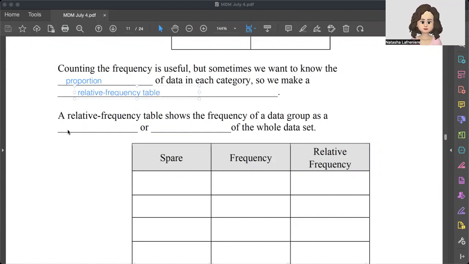Okay, so this shows us the data group as a fraction or a percent of the whole data set. So for example, if we look at students that have spare during A, the frequency was 15. Okay. So if we put that into a fraction, in total, we would have 15.